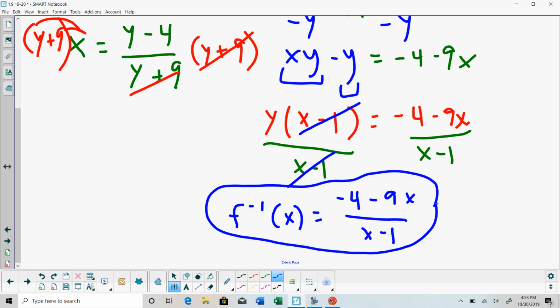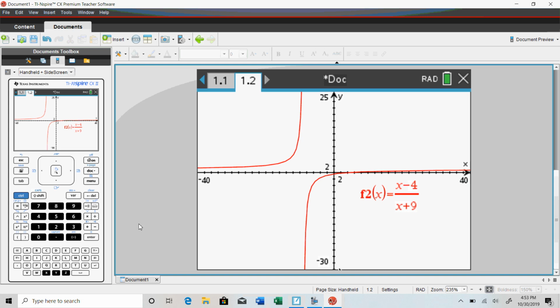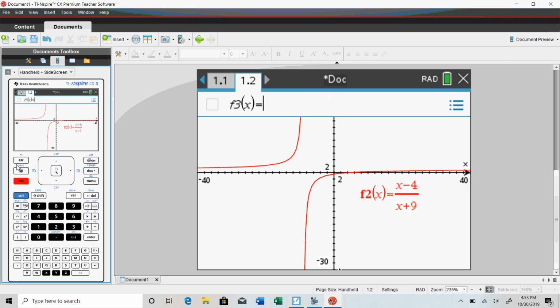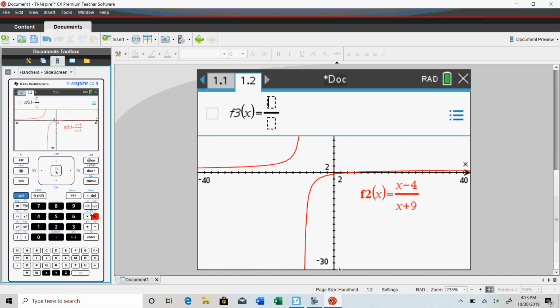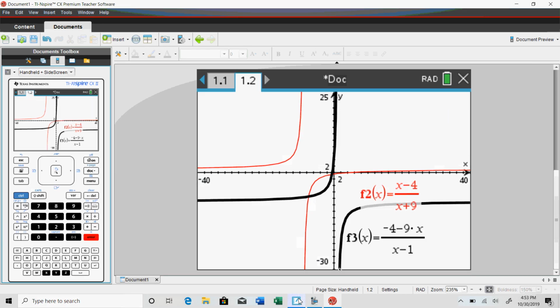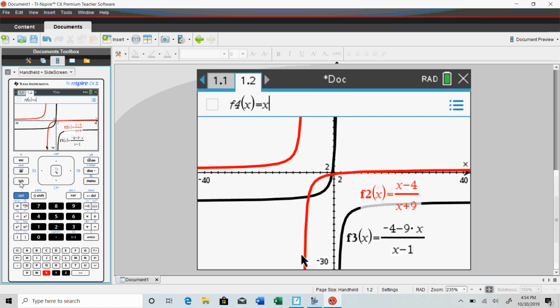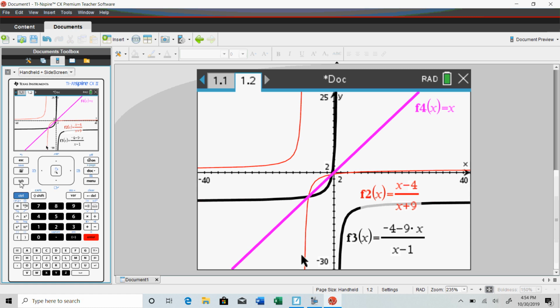So I'm doing negative 4 minus 9x. Let's see, I'm going to push tab, and I'm going to do control divide. And I think I said negative 4 minus 9x over x minus 1. And there is my new graph. And let's just type in the line y equals x just to see what that looks like. All I have to do is say f4 of x equals x for my example. And sure enough, I think that these two functions look like they are mirror images over that line y equals x.